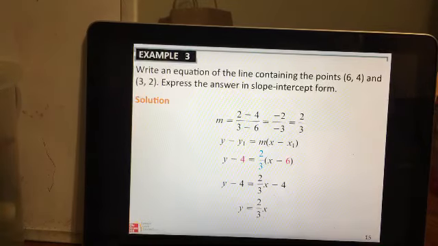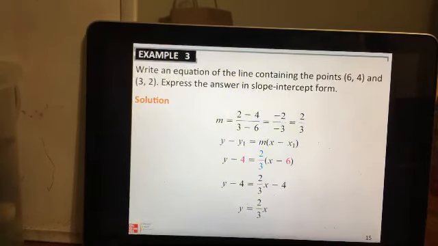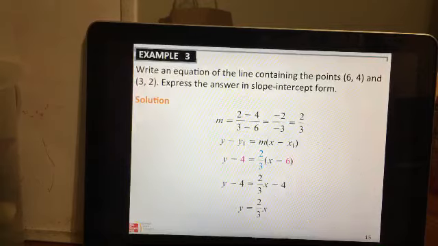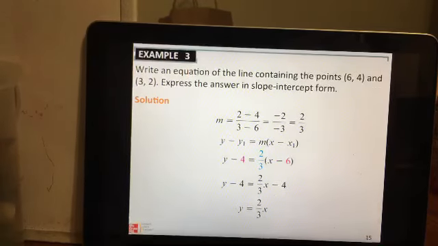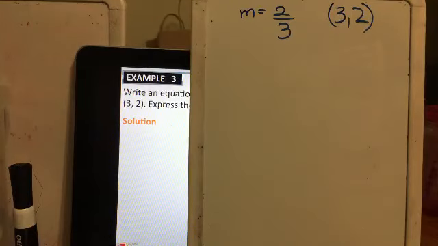They did the same process, but they used the other point. Okay, so does it matter which point you use? No, you use one or the other of the points. You have to use both points to find the slope, and then you use one or the other to find the equation.